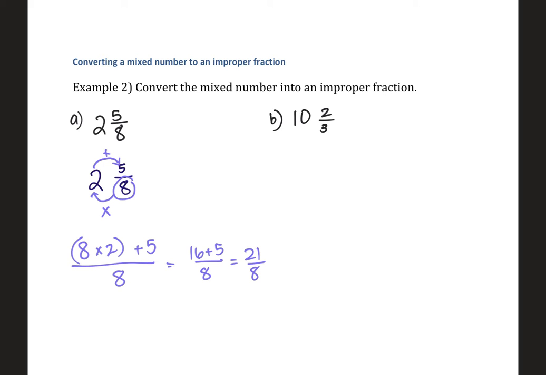Again, we're multiplying this 3 to the 10, adding our numerator, and then keeping our denominator. This is going to be 3 times 10 plus 2.